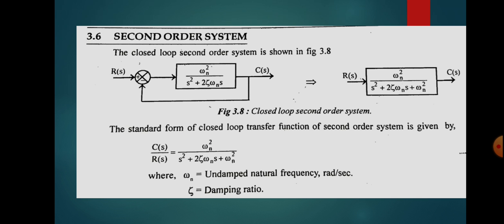Here the order is obtained from the power of s. The power of s is 2, therefore it is a second order system. And we can see in this diagram that the feedback path has a gain of 1.